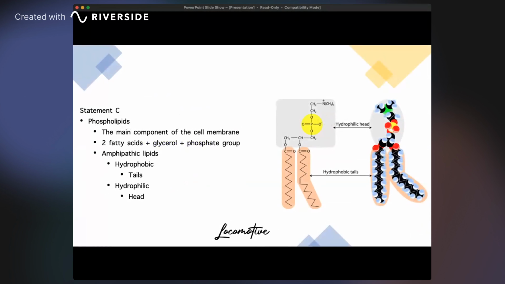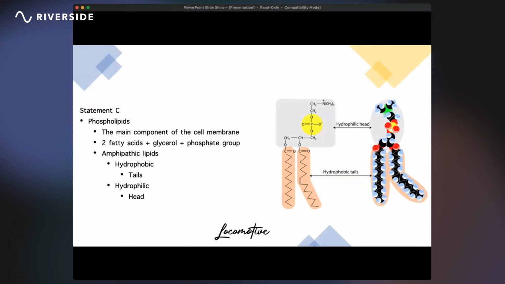Statement C. The main component of the cell membrane is phospholipids. A phospholipid molecule consists of a glycerol molecule attached at one end to two fatty acids and the other end to a phosphate group. So one end to phosphate and another end to two fatty acids, or we can say hydrophobic tails.